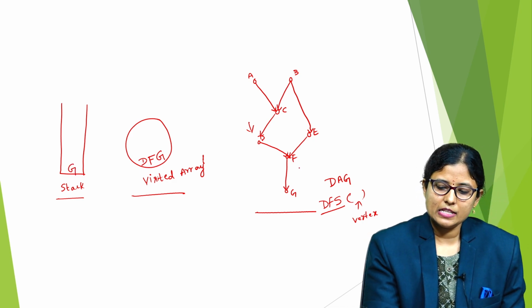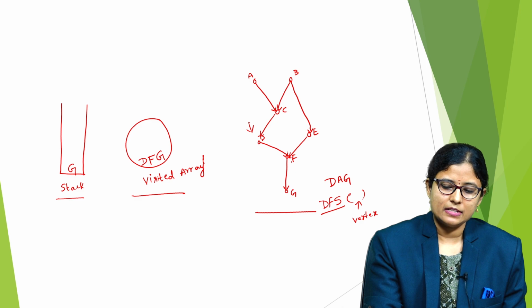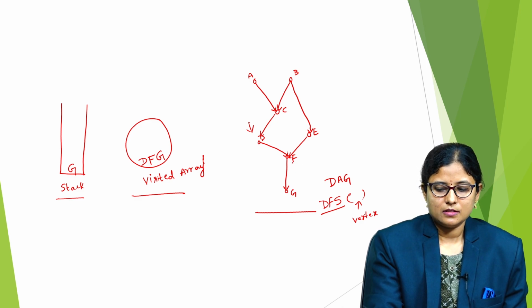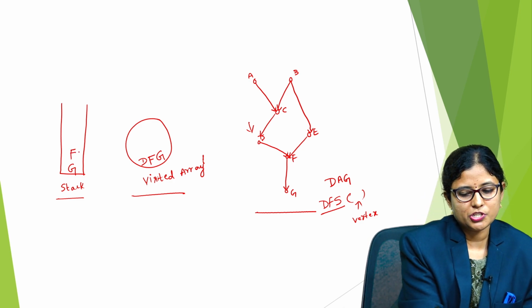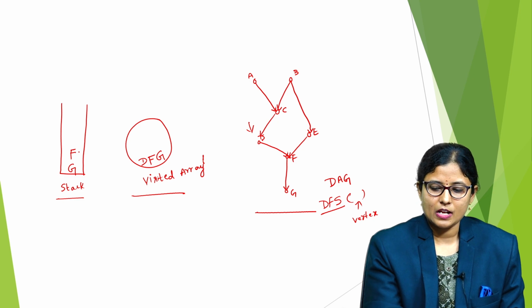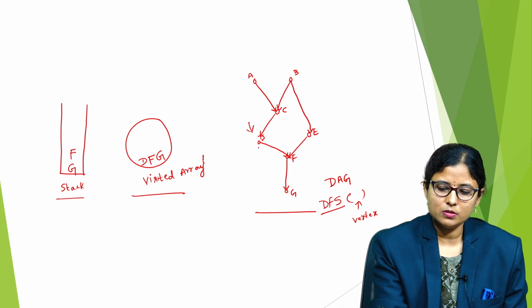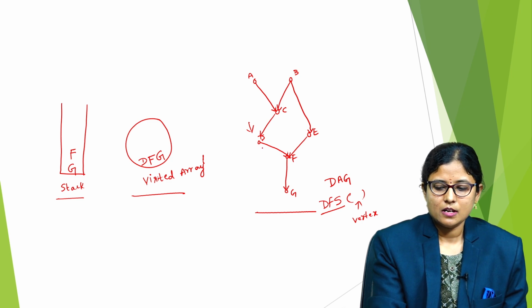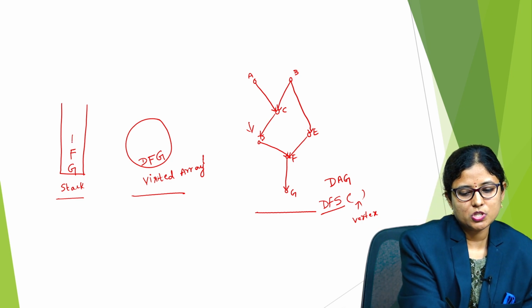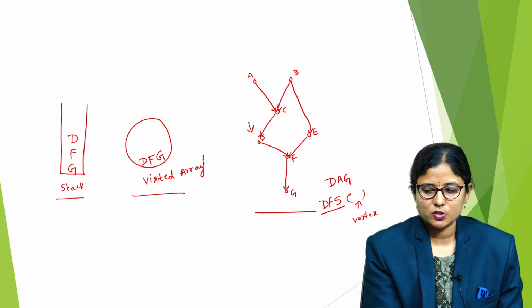So the algorithm rolls back to vertex F. Since there are no more neighboring vertices of F, the vertex F should also be pushed into the stack. Now roll back to vertex D. Since there are no more unvisited neighbors of vertex D, we have to push the vertex D also into the stack.